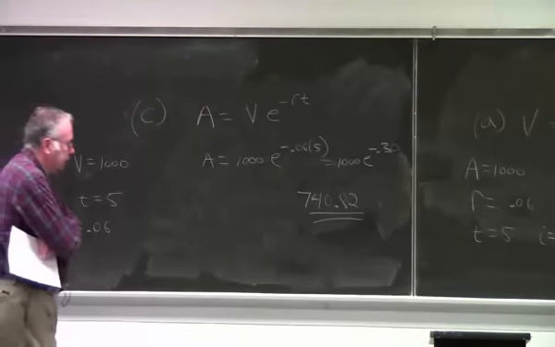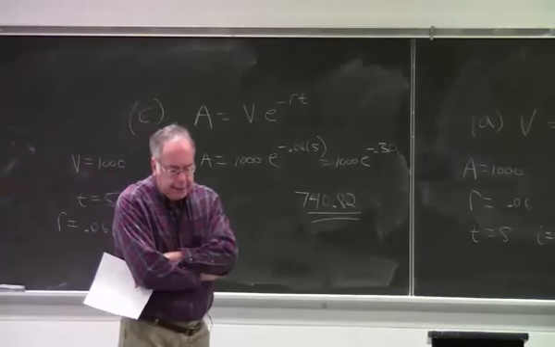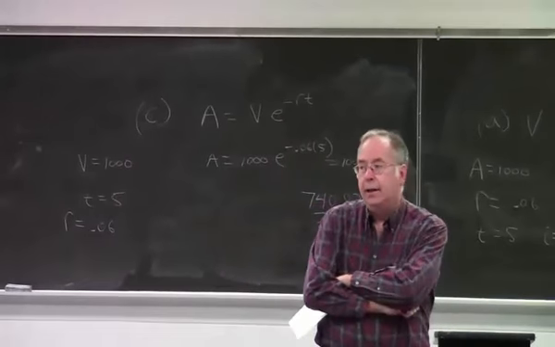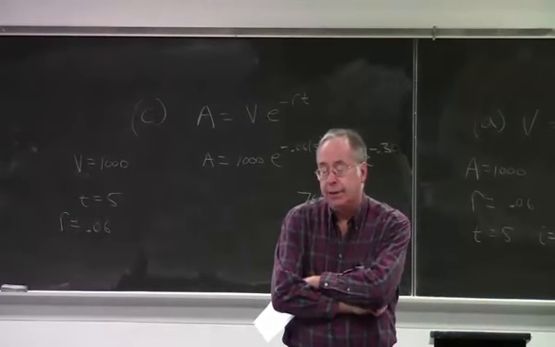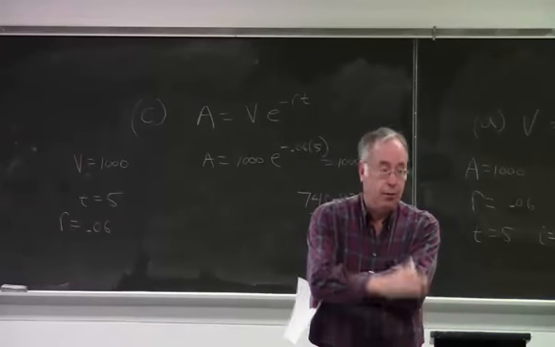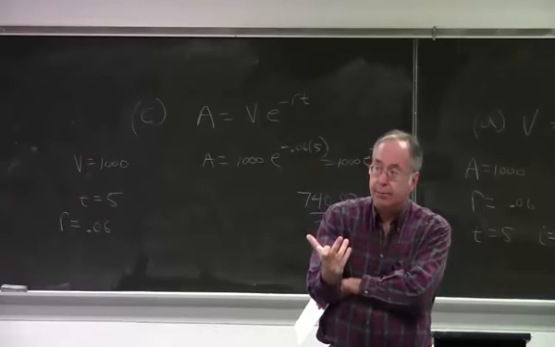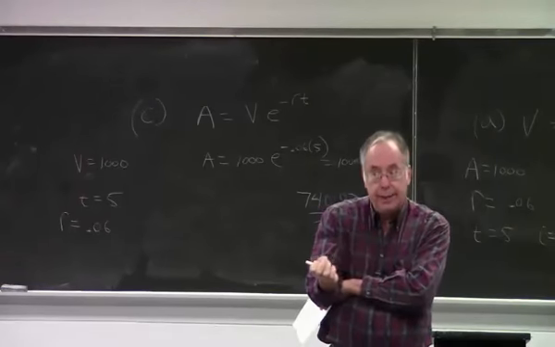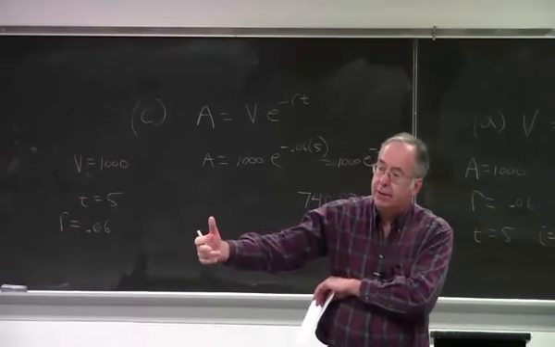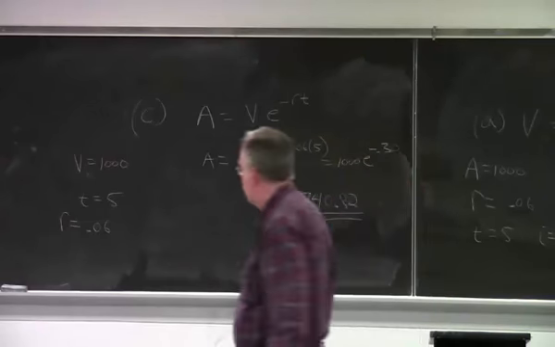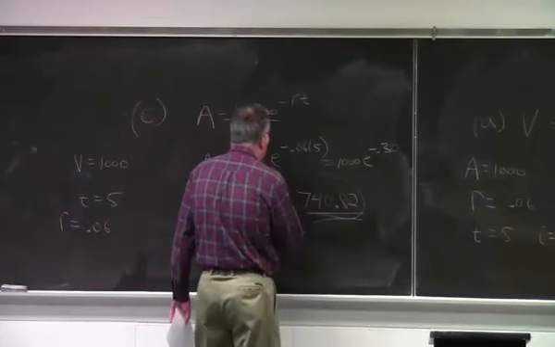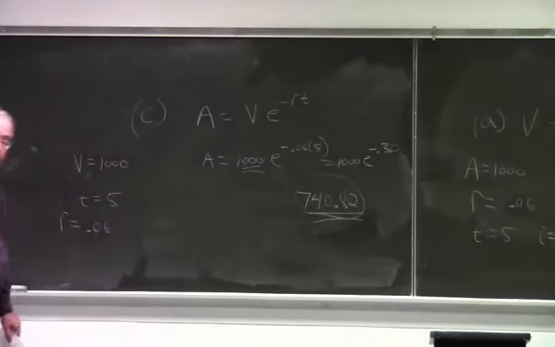Or in other words, if you had $740.82 today, what would that be worth in 5 years if the continuously compounded interest rate is 0.06? It would be worth 1,000. So that's why this is the present value of this promise. If you had the money now, you could invest it and earn interest over the 5 years and end up with 1,000. So this is the present value of the promise that you're going to get $1,000 5 years from today.